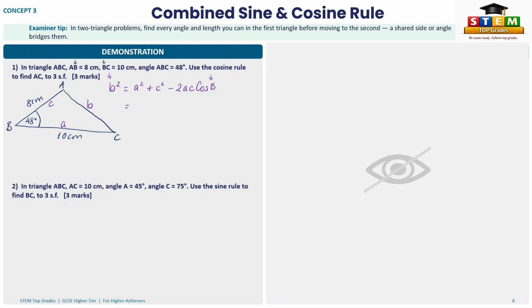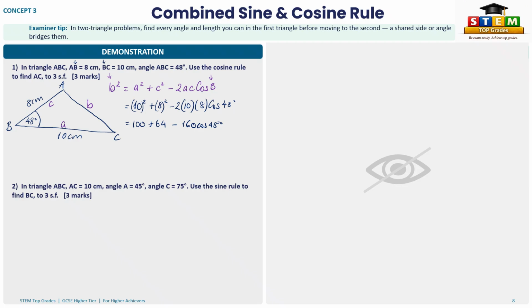Okay, so what is a? 10 squared, then c is 8, so we square that, minus, okay, anything that I substitute, I put in brackets. Keep that habit. So a is 10, c is 8, and then you have cosine of 48 degrees. So that's going to be 100 plus 64 minus 2 times 80, which is 160, cos 48 degrees, and that's for just b squared.